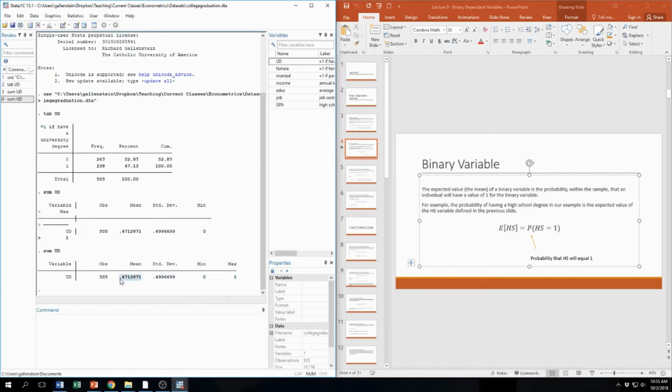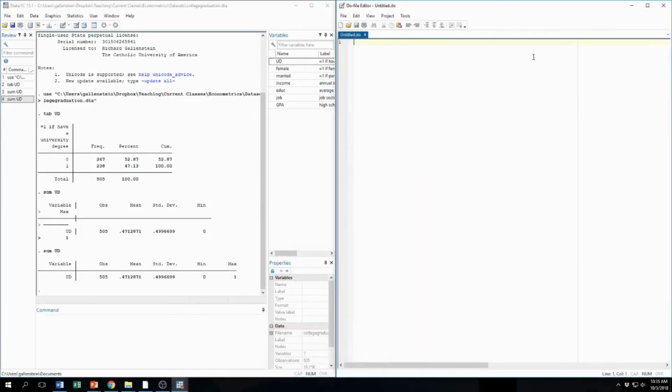And so now what we want to know is what are the factors that affect that probability? What are the factors that affect the probability that someone will have a university degree? That's kind of our purpose. That's what we're going to generate a model for.